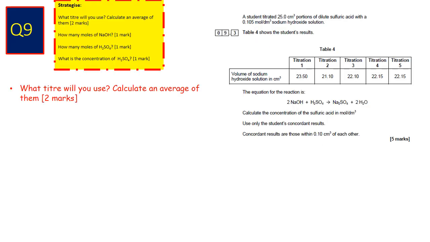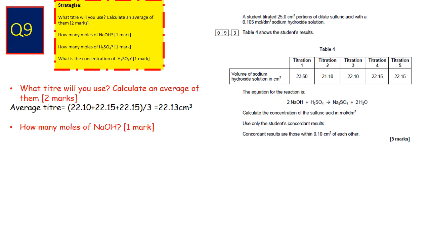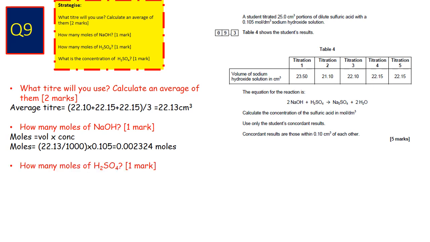So let's go through these steps. What titres will you use? You're going to use 3, 4 and 5, and that gives you an average of 22.13 centimetres cubed. So how many moles of sodium hydroxide? So moles equals volume times concentration. I'm going to plug the numbers in. So note that I've had to divide the volume by 1,000. That's because the volume has to be in decimeter cube, not centimeter cube.